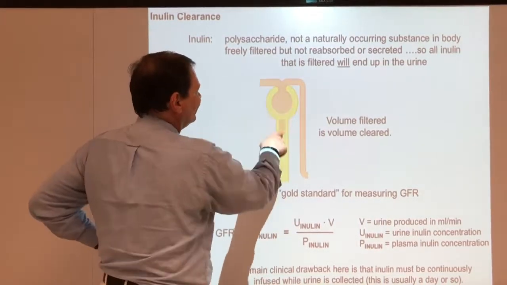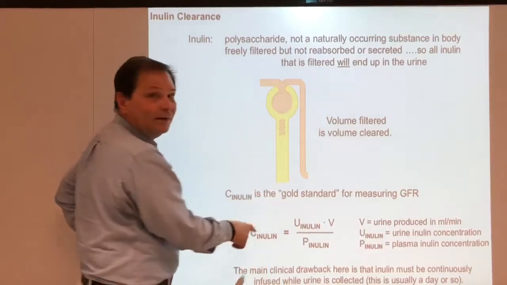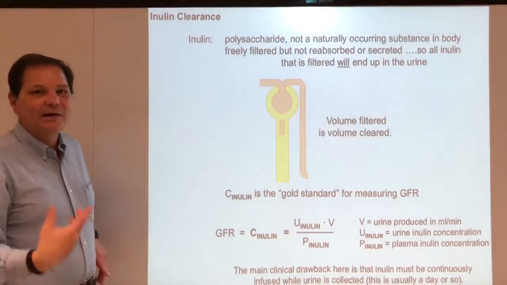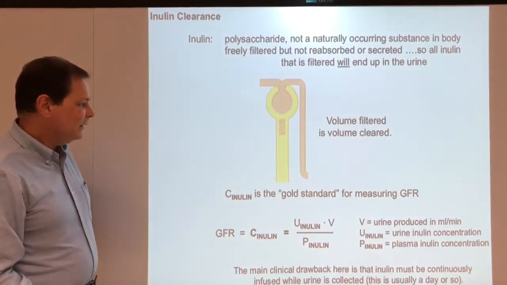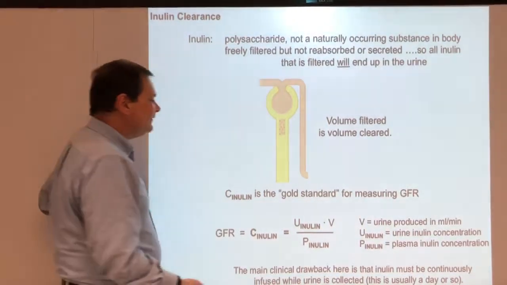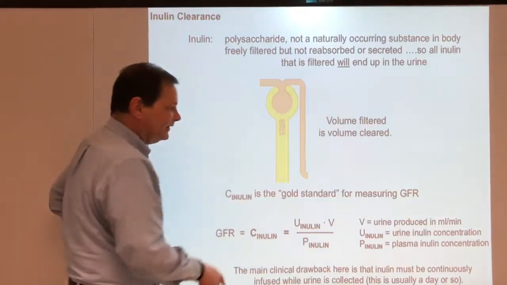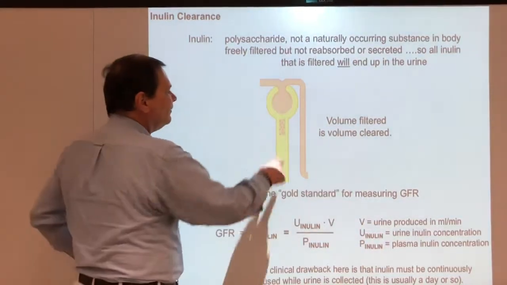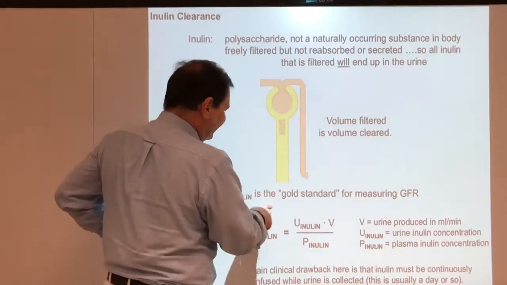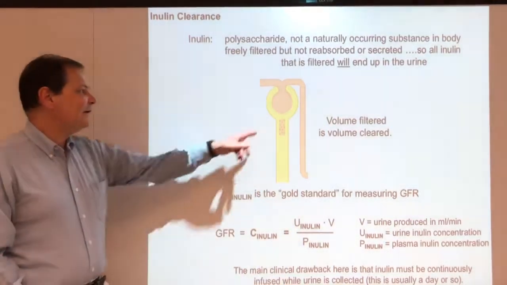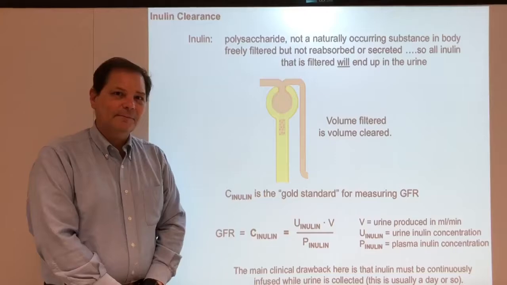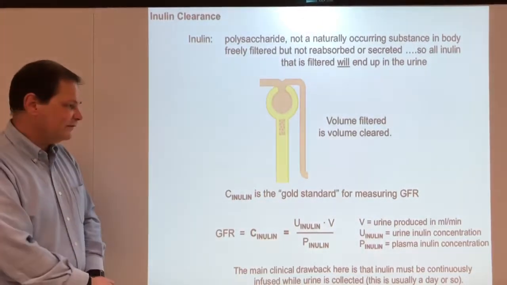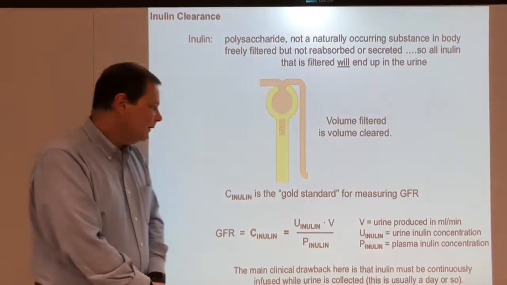All the inulin that's filtered ends up in the urine. You don't reabsorb any and you don't add any in the renal tubules by reabsorption or secretion. Okay? So what that means is that the clearance of inulin is the GFR. The amount cleared is basically the amount of plasma filtered here, okay? Because we're not reabsorbing or secreting. I'll get to reabsorption and secretion and what they do here in a minute.